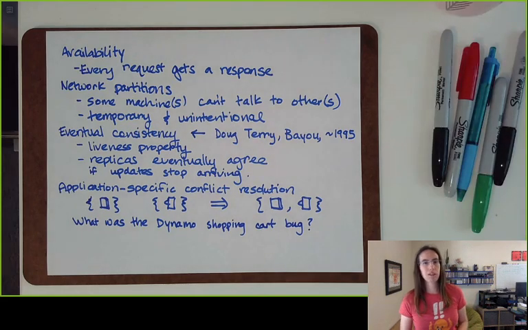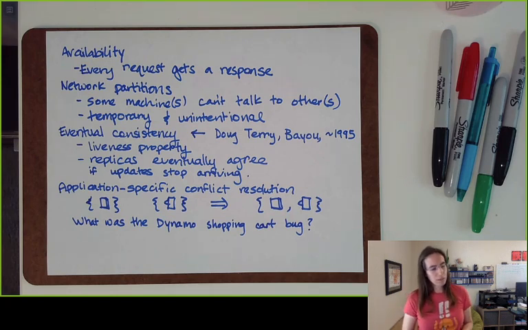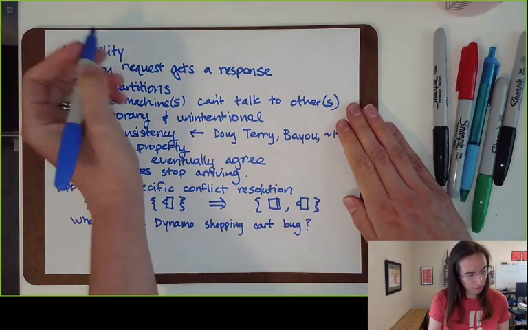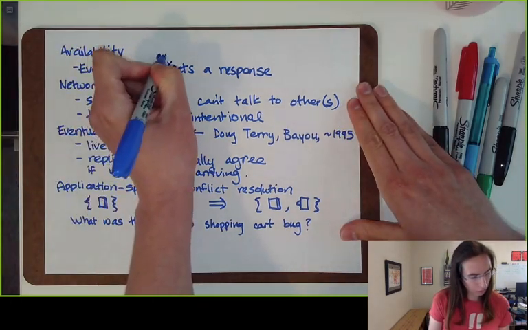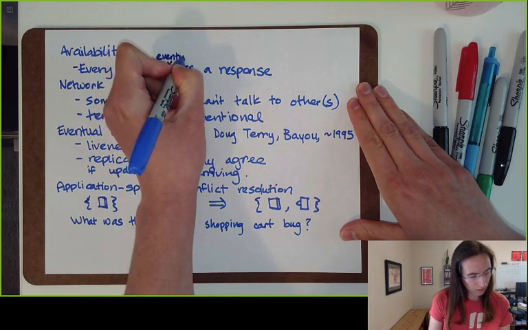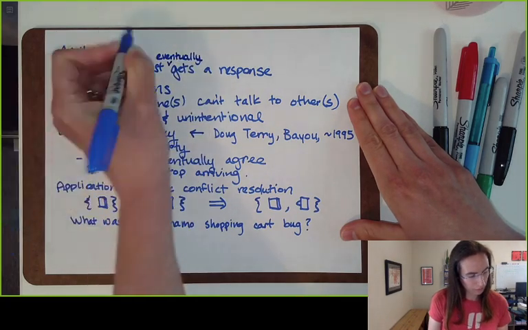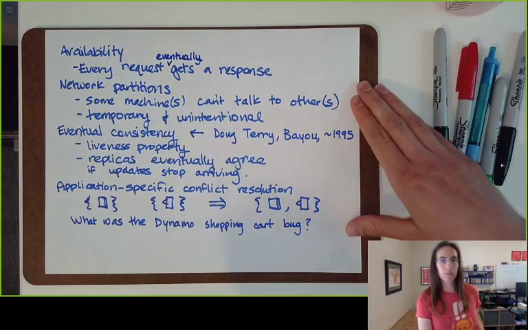While you're thinking about that, there's a question in chat. Based on the Dynamo paper, wouldn't always allowing writes be a safety property in the scenario in which systems may be failing? So if you're talking about availability, availability is a liveness property for sure. If you want, you can insert the word eventually here, if that helps it look a little bit more like a liveness property to you.